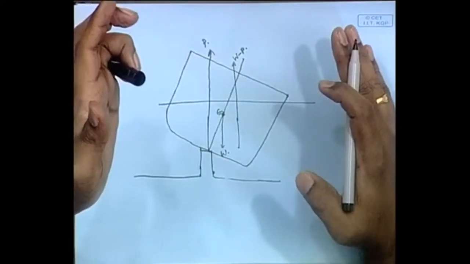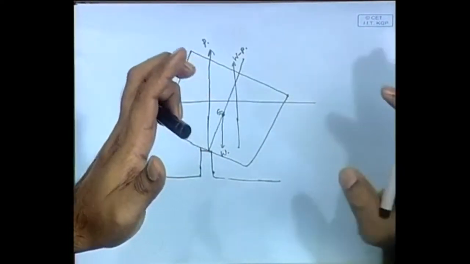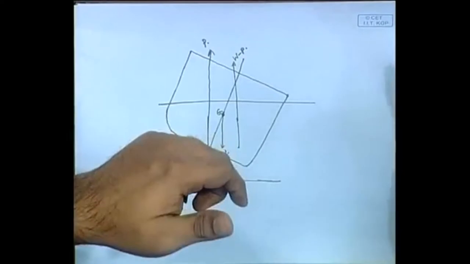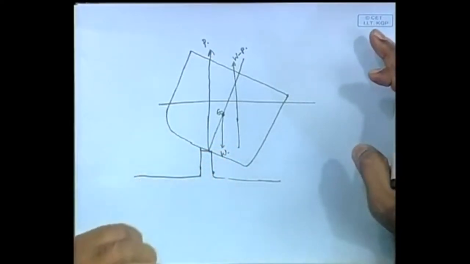Now there are two derivations which we did, one we completed last class, one which we didn't do. What is the purpose of the two derivations? The purpose is to find how much the GM changes, that means the metacentric height, how much the metacentric height changes as a result of this dry docking. That is the purpose of these two exercises.